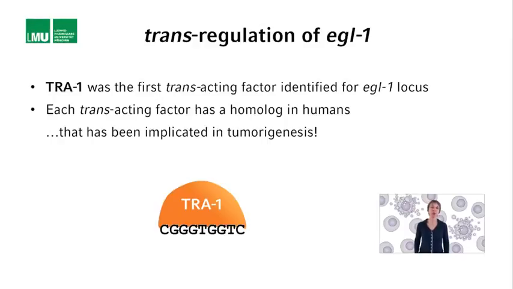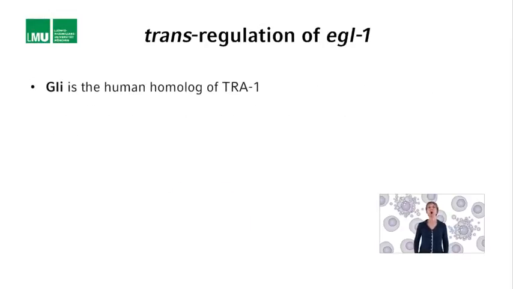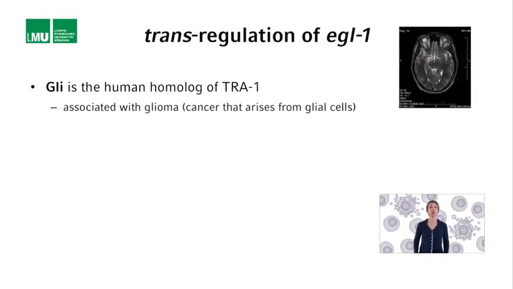implicated in tumorigenesis. For example, GLI, the human homologue of C. elegans TRA1, was originally found associated with glioma, which is a type of cancer that arises from glial cells. And glial cells are non-neuronal cells that provide support for neurons in the brain. And that's where GLI got its name from, glioma. Gliomas make up about 80% of all malignant brain tumors.